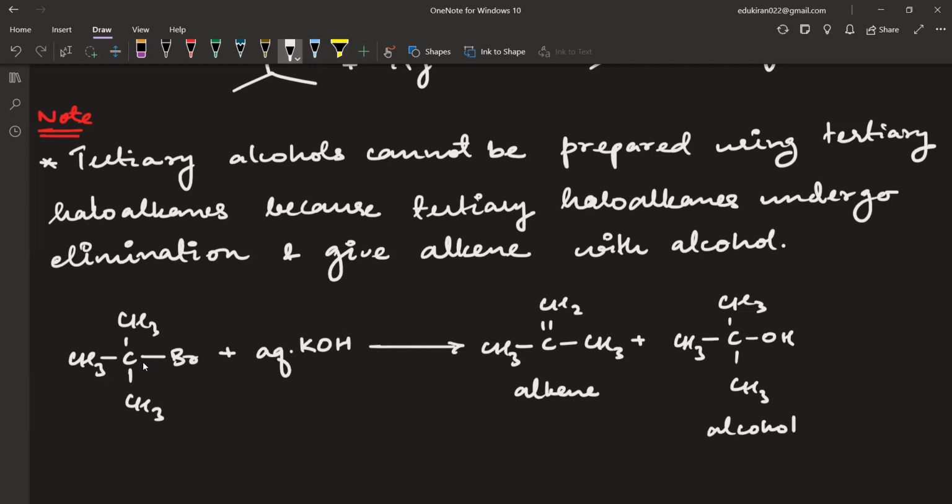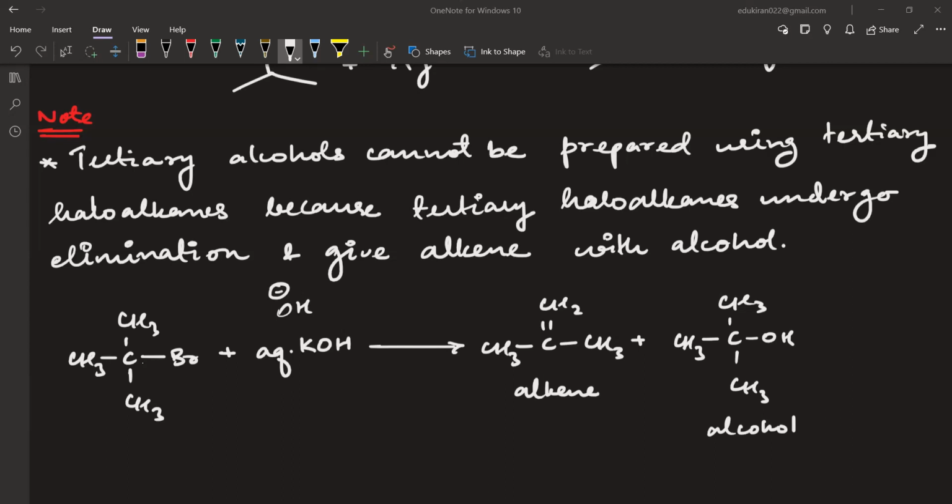Okay, so elimination and substitution always have a competition between them because we have an electron rich species, that is OH negative. This is why organic chemistry is not deterministic, it is very probabilistic: what is the probability of elimination, what is the probability of substitution, and that probability will determine the percentage of alkene and alcohol we are getting. When OH negative is electron rich, it can act as both a nucleophile as well as a base. If it is acting as a base, it is abstracting the hydrogen atom and then forming alkene.